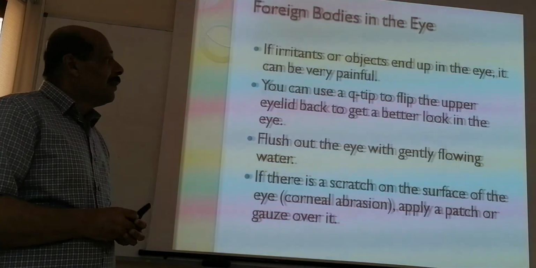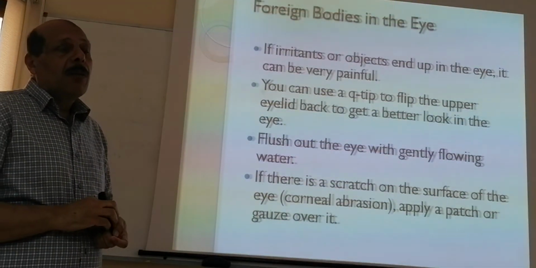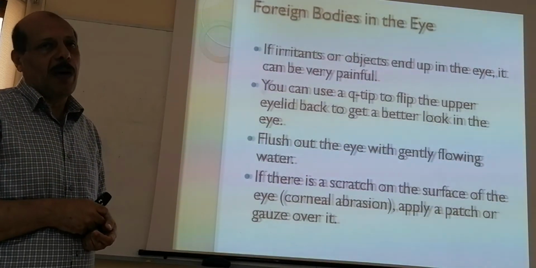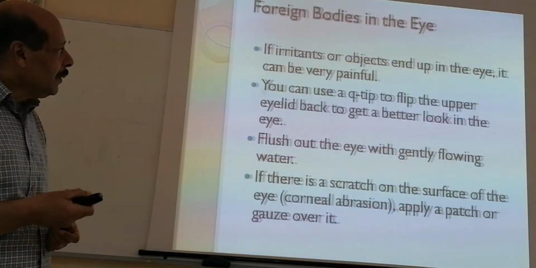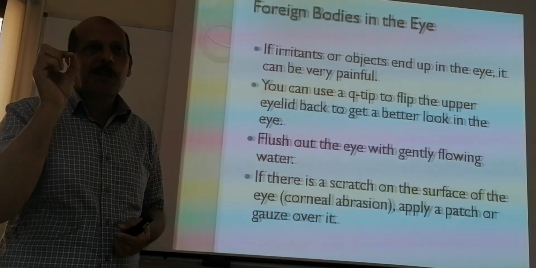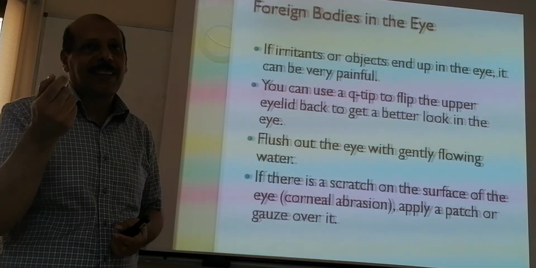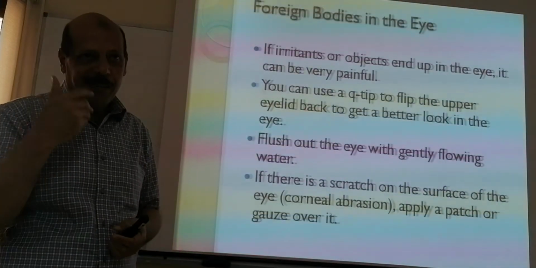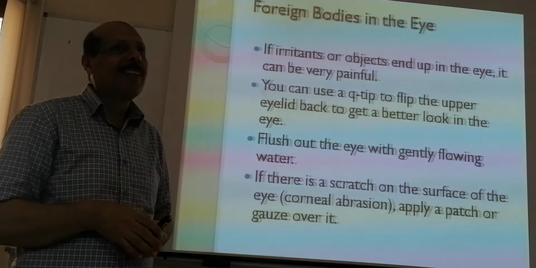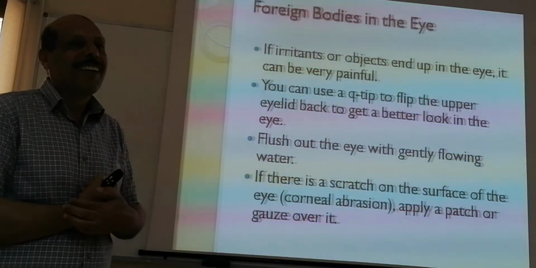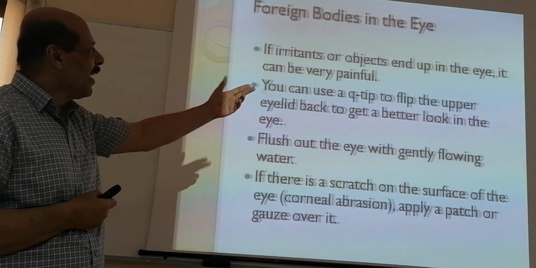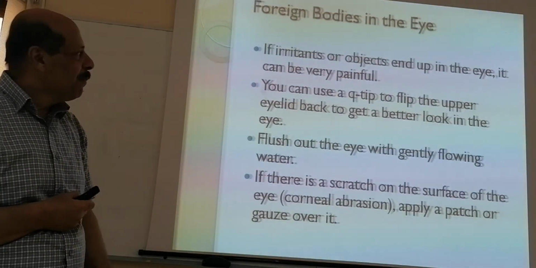The foreign body is one of the things that sometimes we might get in our eyes. Foreign body, when it is irritant, whenever any small foreign body is there, even dust, you will start tearing, and your eye will be red, and those issues will come out. So if an irritant or object ends up in the eye, it can be painful.